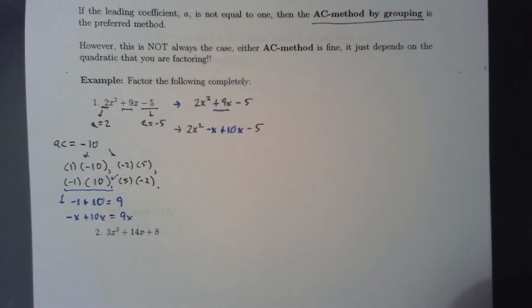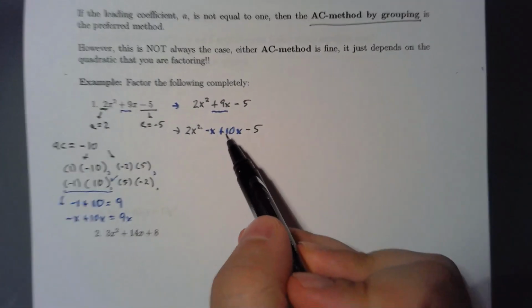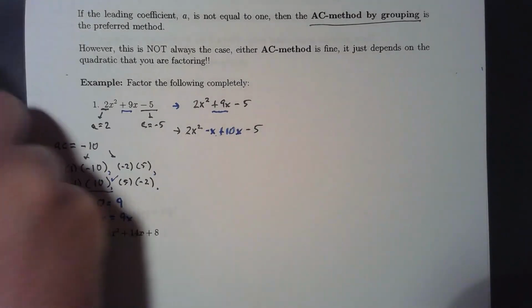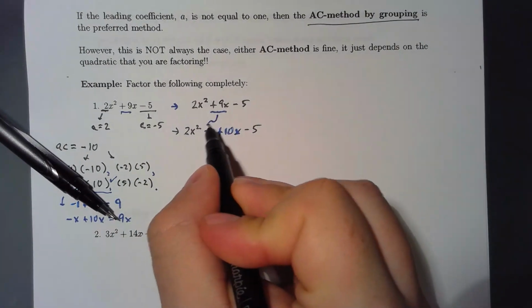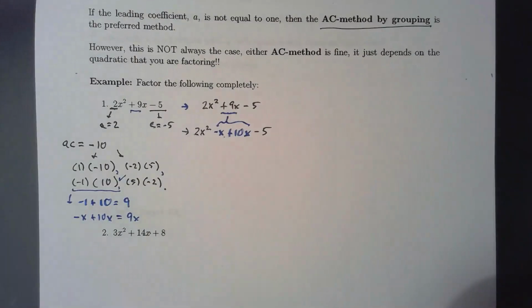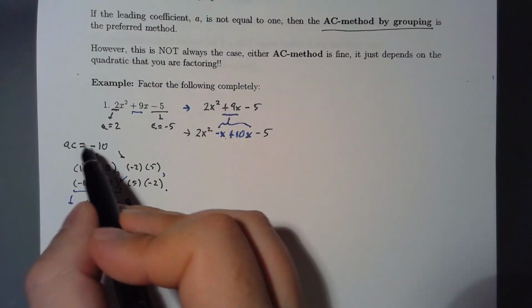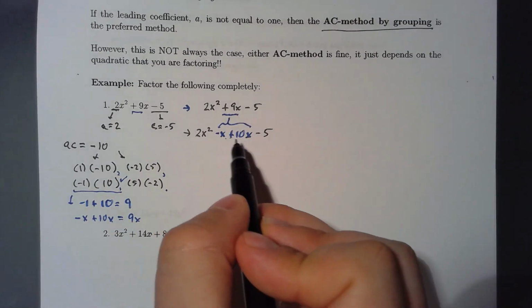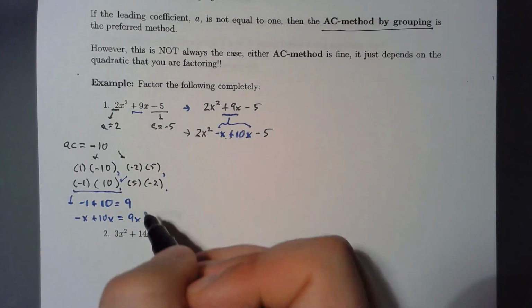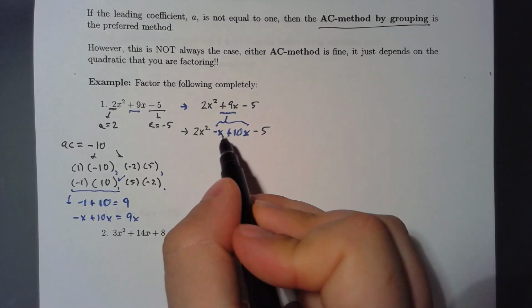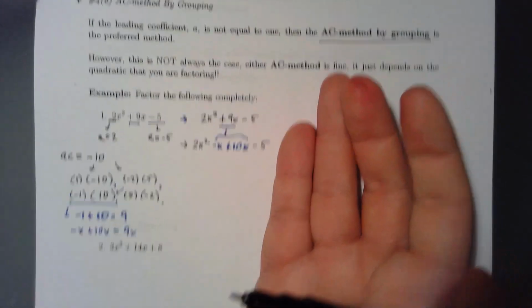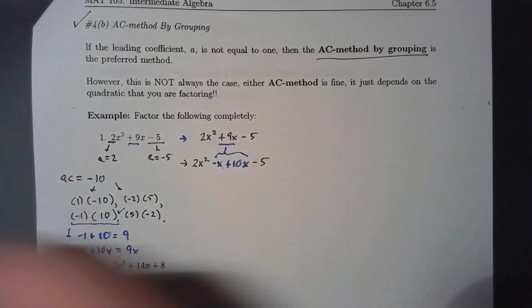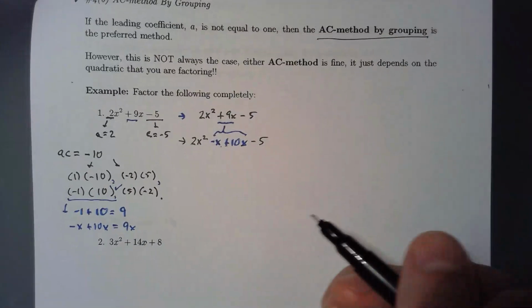So now I have a 4-term polynomial: 1, 2, 3, 4. By using the AC method and finding which ones give me the middle term, I could just rewrite the middle term as the combination that gives me that term, which is what I did. So now I have a 4-term polynomial. How do you factor a 4-term polynomial? You use grouping. Ta-da!